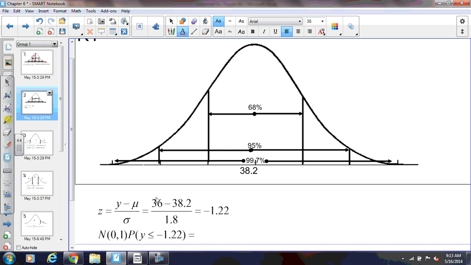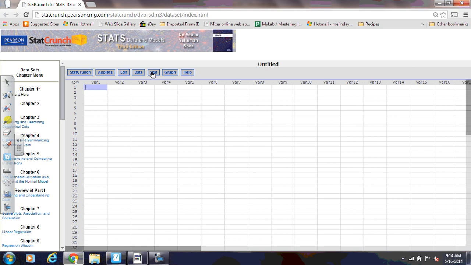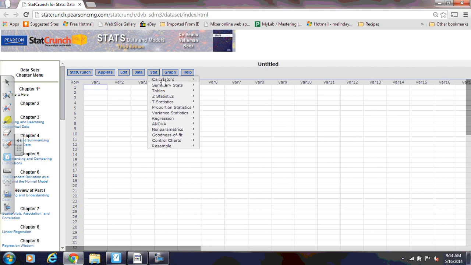So we're going to take our value of 36, subtract off the mean, and divide by the standard deviation. This gives us a z-score of negative 1.22. That just gives us a value. We now want to find out what that percentage is that is less than that value of negative 1.22. The way we're going to do that is using StatCrunch. To do that, we go to Stat, Calculator, Normal.